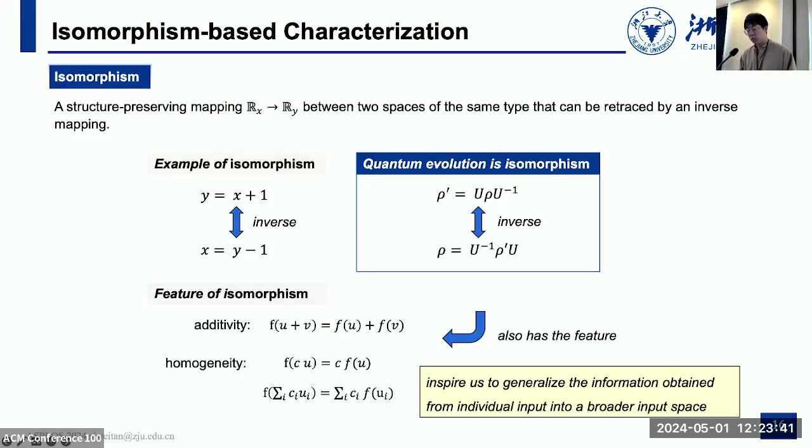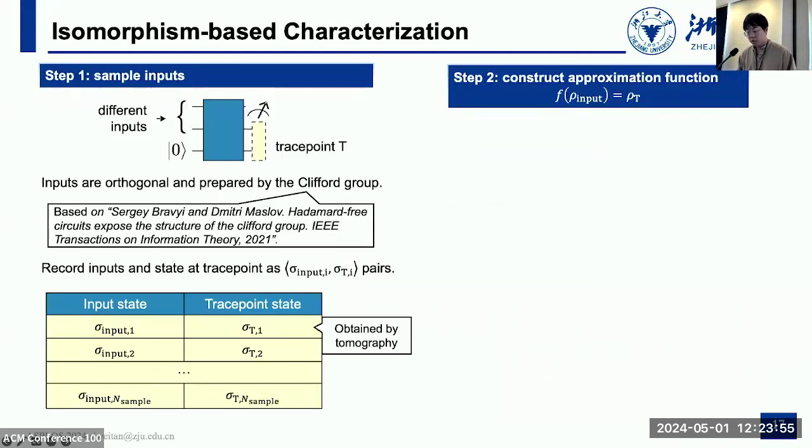And quantum evolution is also an isomorphism, so it has the same additivity and homogeneity. This enables us to generalize the information obtained from individual sampled inputs to the entire input space. The characterization aims to build a classical approximation function that has similar behavior to the quantum program, and it has two steps. First, we sample a set of orthogonal inputs and record the state at each trace point, and the inputs are prepared by the Clifford group, introduced by Bragg et al.